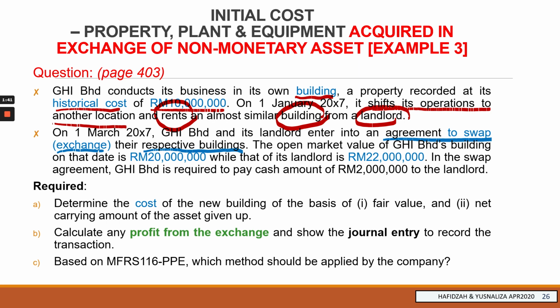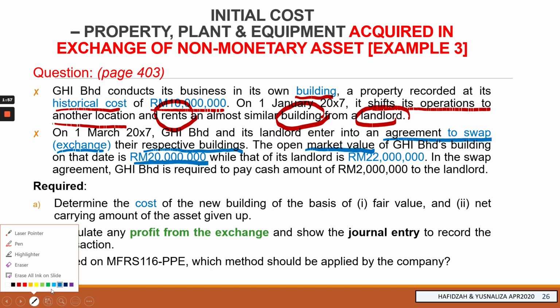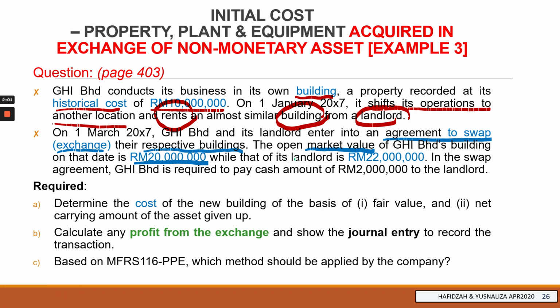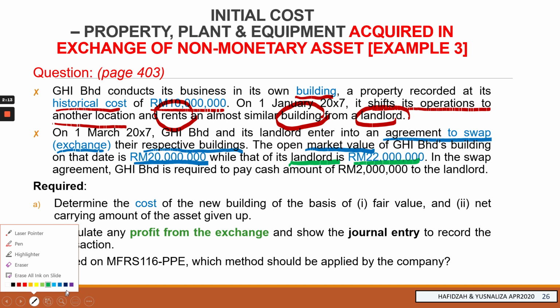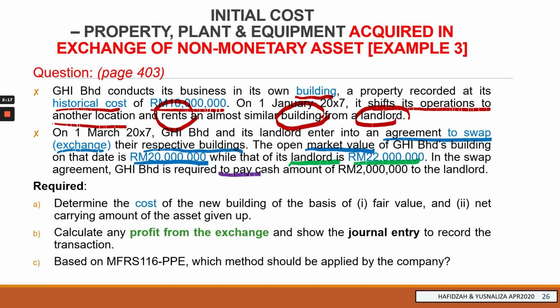The open market value of GHI's building was 20 million. That was the fair market value of the building that belongs to the reporting entity, while that of the landlord was 22 million. In the swap agreement, GHI is required to pay cash of 2 million to the landlord. That is the additional amount that needs to be paid because the value of the landlord's building was higher than the fair market value of the building belonging to GHI.